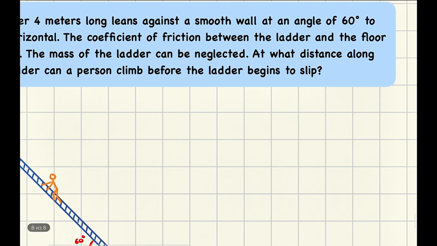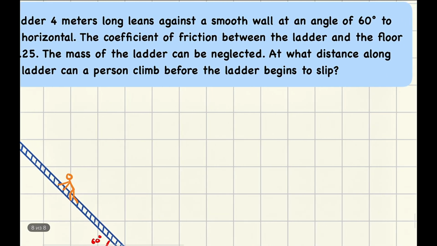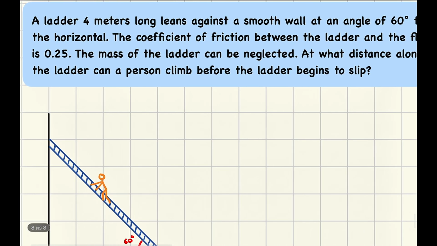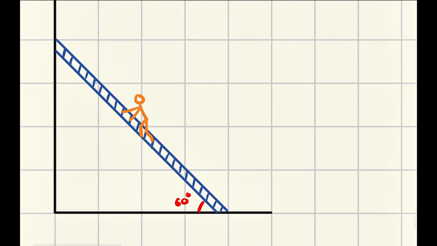The coefficient of friction between the ladder and the floor is 0.25. The mass of the ladder can be neglected. At what distance along the ladder can a person climb before the ladder begins to slip? Okay, so it must look like this. We have this kind of situation.